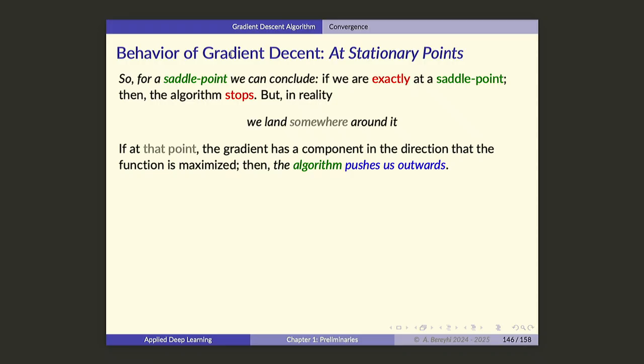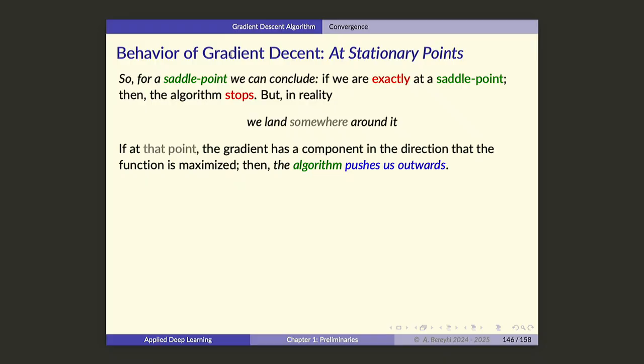So if we land around it, it means that this is the point where you see this behavior on one side and this maximization behavior on the other side. Now, if you land somewhere around it, and in that direction you only have gradient which is moving in the direction of your minimum, right? Say this is the direction where the minimum is, and this orthogonal direction is the direction where the maximum is, right?